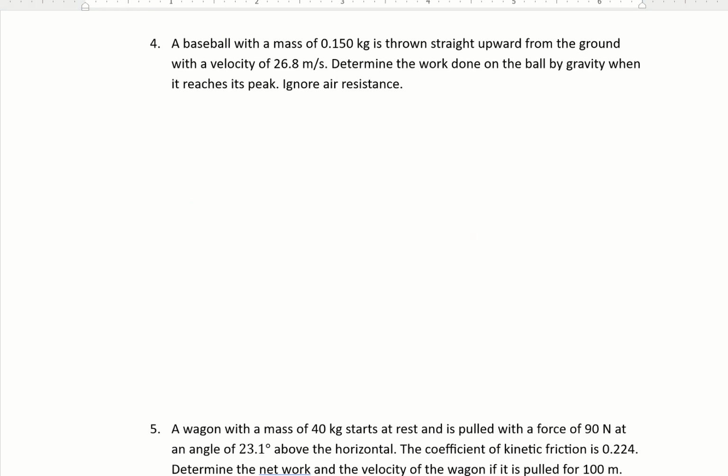Okay, here we have a baseball with a mass of 0.15 kilograms. It's being thrown straight upward with a velocity of 26.8 meters per second. I'm being asked to determine the work done by gravity, so that's important, by gravity, when the ball reaches its peak.